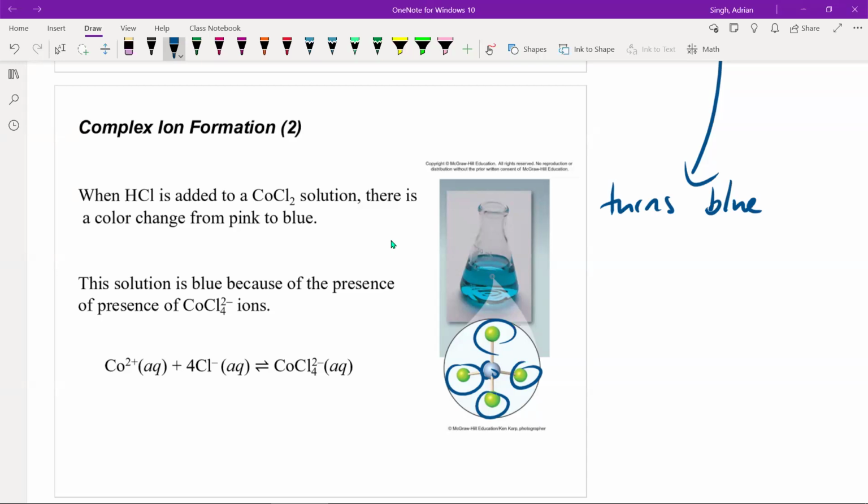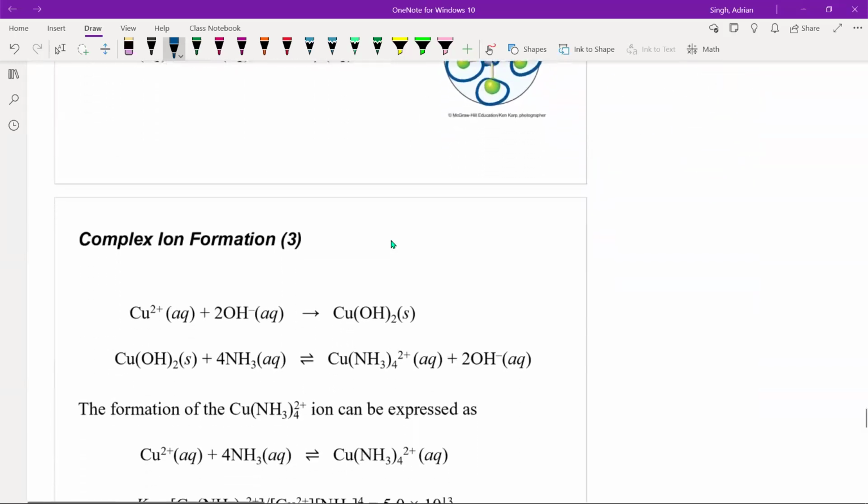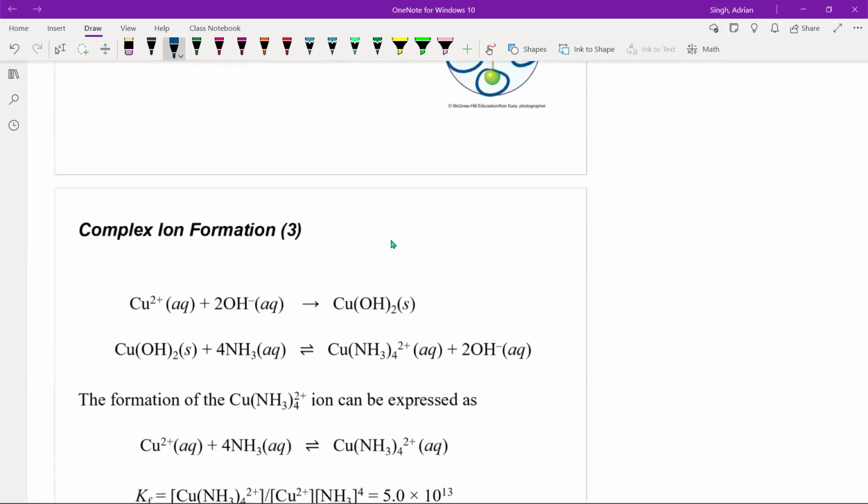So when we look at the formation of the complex ion, what they do is they actually increase the solubility of the original ionic compound. We'll take a look at an example to illustrate that, an example that we mentioned previously. Copper sulfate dissolves in water to produce a blue solution, and the hydrated copper ions are responsible for that color.